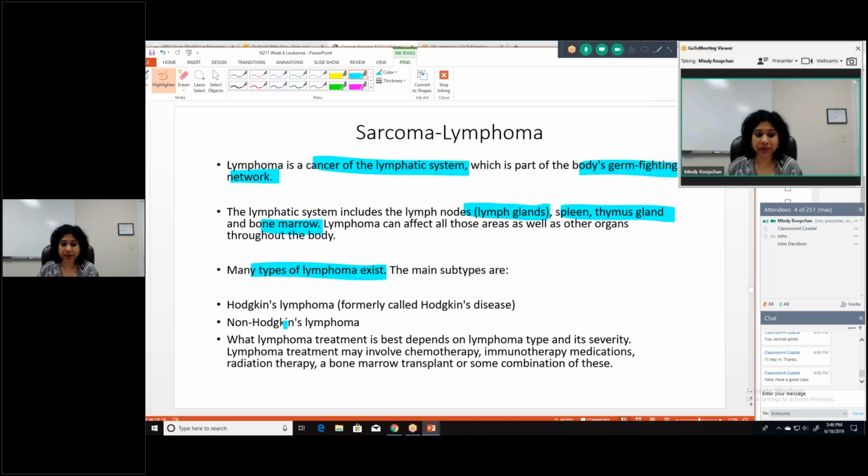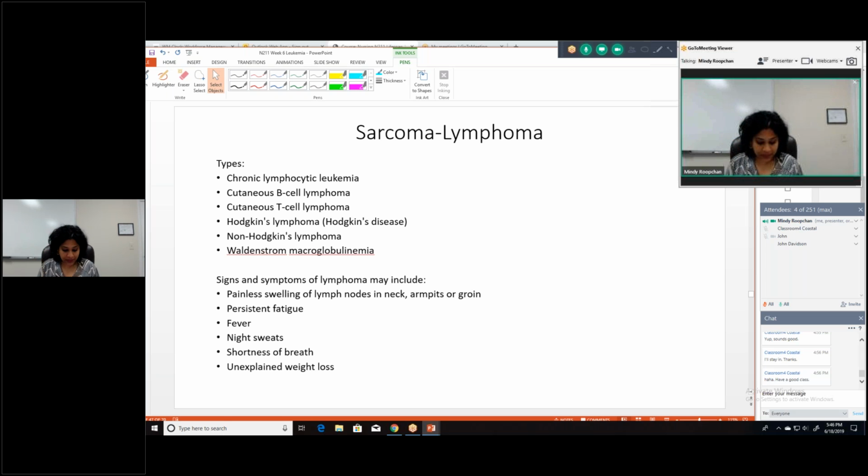There are many types of lymphoma. The main subtypes that you will see would be Hodgkin's, formerly called Hodgkin's disease. You may see it as Hodgkin's lymphoma now, and non-Hodgkin's lymphoma. What lymphoma treatment is best is going to depend on the lymphoma type and its severity. Lymphoma treatment may involve chemo, immunotherapy medications, radiation therapy, bone marrow transplant, or even a combination of all of that. So here are the types, and like I said, I don't think I went into details on every single one. I just want you to be aware of the different types, so just review the types, okay? These are all the different types.